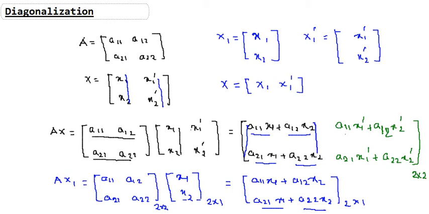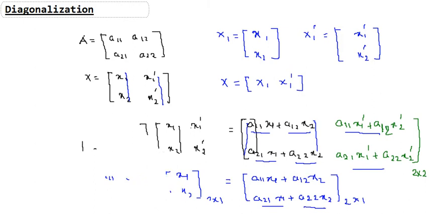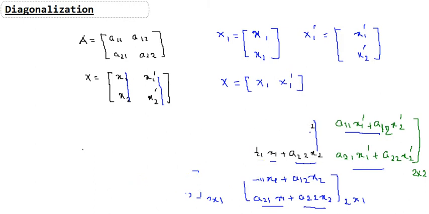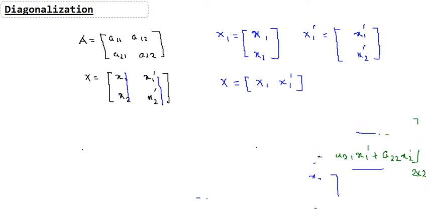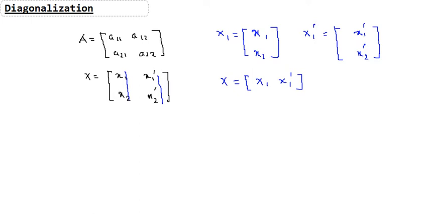Similarly, if you find A x1 dash, you will find the second column. Let me rewrite all of this. For matrix multiplication, this may be a new thing to you: A into X, if X has the columns x1 and x1 dash, then AX becomes the matrix with columns A x1 and A x1 dash. So AX is a 2 by 2 matrix, A is a 2 by 2 matrix, X is a 2 by 2 matrix, and here A x1 is a 2 by 1 matrix.